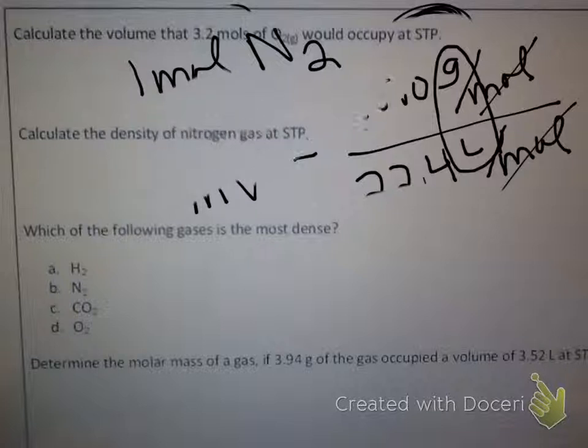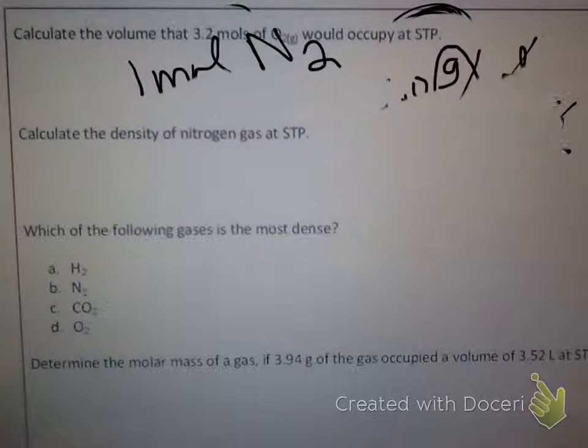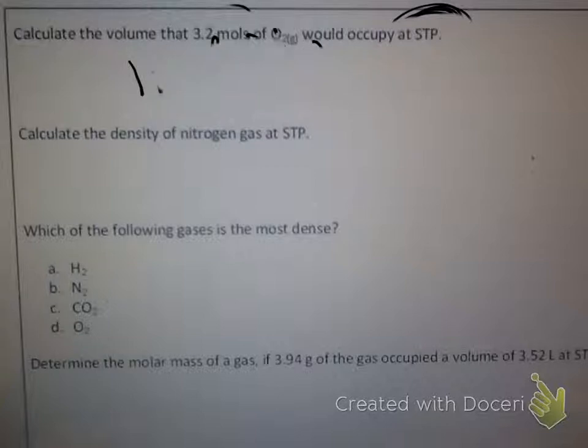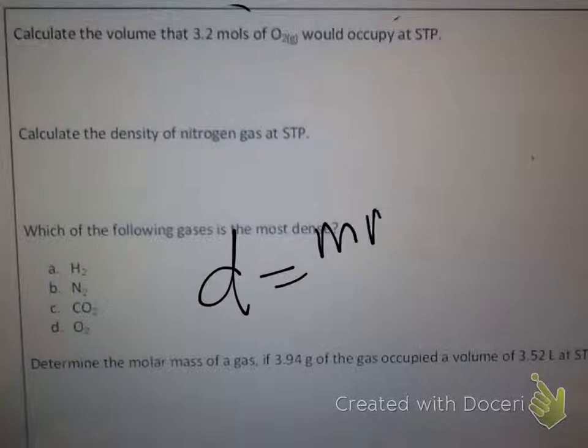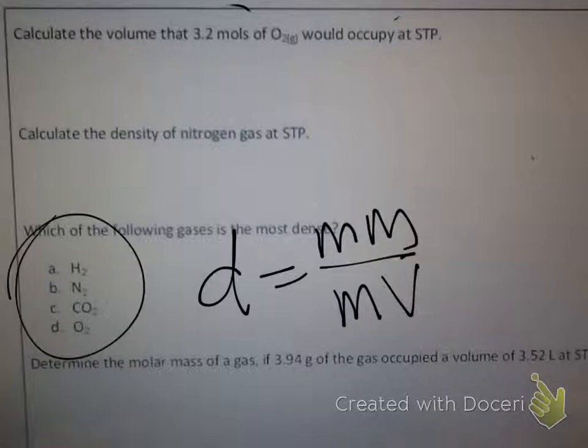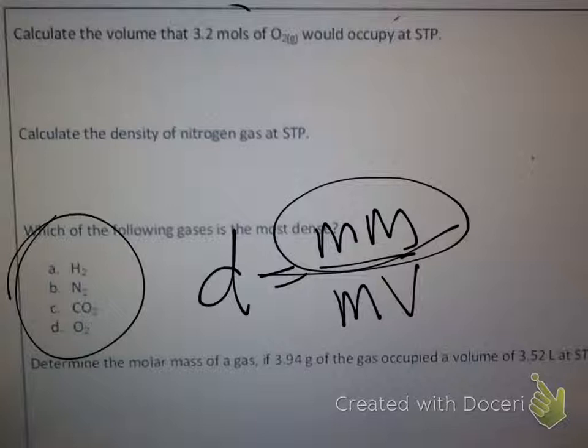Let's look at the next problem. It says, which of the following gases is most dense? All right. Well, we know the density of gas is molar mass divided by molar volume. If we assume all of these gases here are at STP, all the molar volumes are the same. So really, when we're comparing the densities, we're going to look at the gas with the highest molar mass.